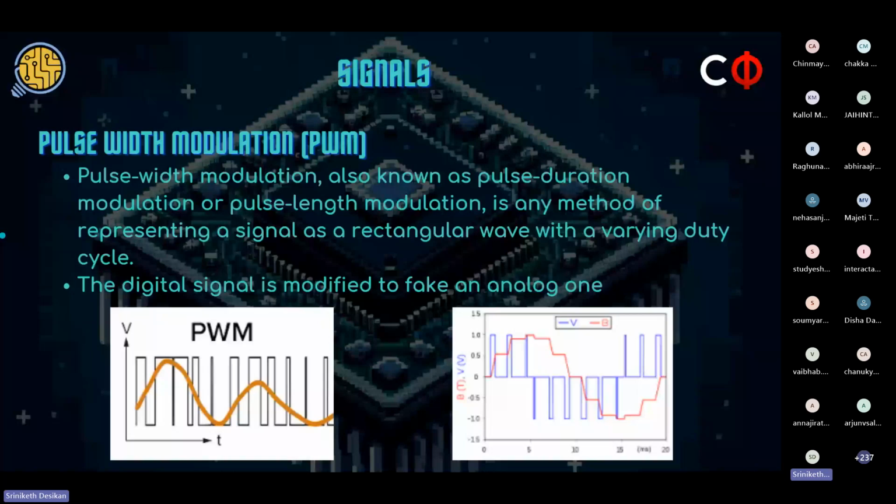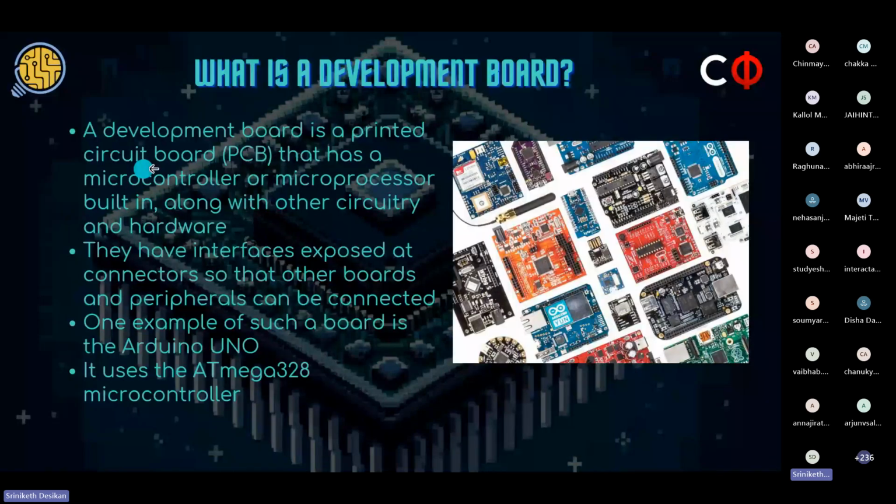So let's get started with what a development board is. A development board is just a printed circuit board that has a microprocessor or a microcontroller built in. This is done for convenience, and different peripherals are also integrated along with the board. We can use the interfaces exposed at the connectors to use it easily. So a development board is just a piece of hardware with everything built into it.